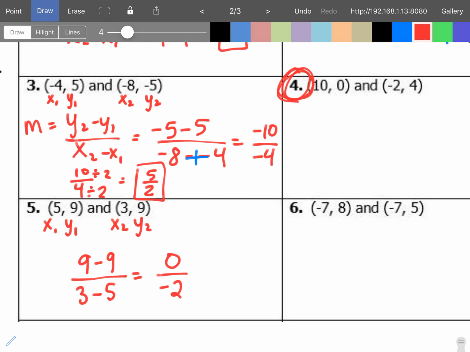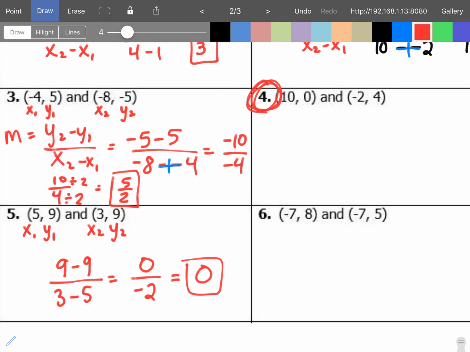Okay, what's happening here? So 3 minus 5 is negative 2, right? But 9 minus 9 is 0. If you put that in your calculator, 0 divided by negative 2. Anytime a 0 is on the top of your fraction, the whole fraction, no matter what's on the bottom, equals 0. Okay? If a 0 is on top, now a 0 cannot be on the bottom. We're going to talk about that in a minute. But if a 0 is on top, and you have any number besides a 0 on the bottom, so like here we had a negative 2, it always equals 0. Okay, that's it. Your slope is 0.